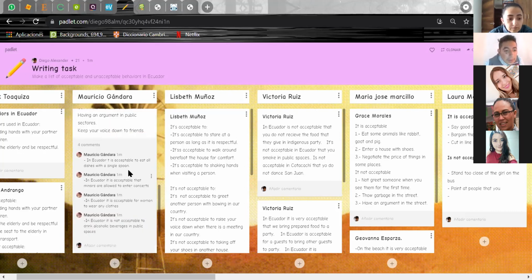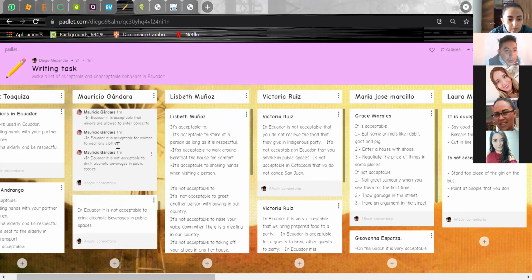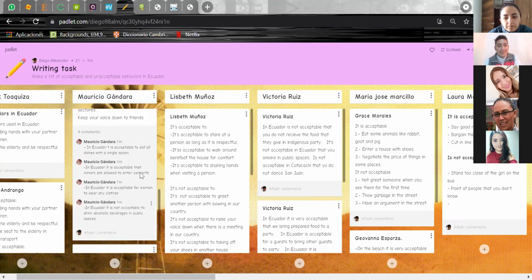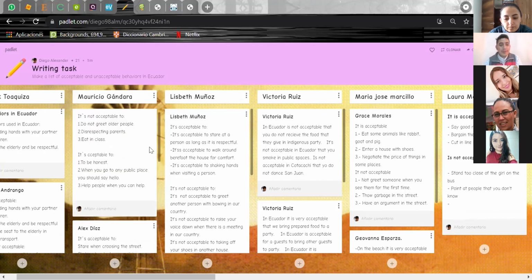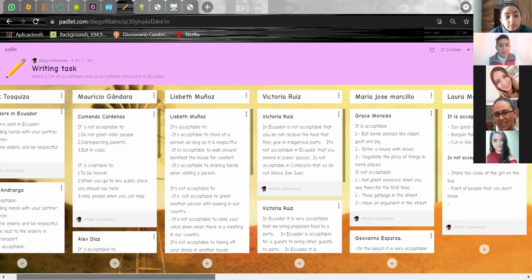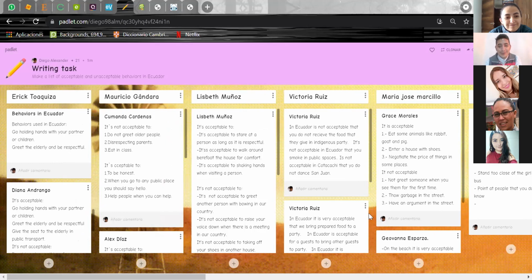So let's see what else. In Ecuador, it's not acceptable to drink alcoholic beverages in public spaces. Yeah, that's forbidden. Okay, and maybe you can have some troubles if you do that. So please, guys, don't drink any alcoholic drinks in public spaces, guys. Please.